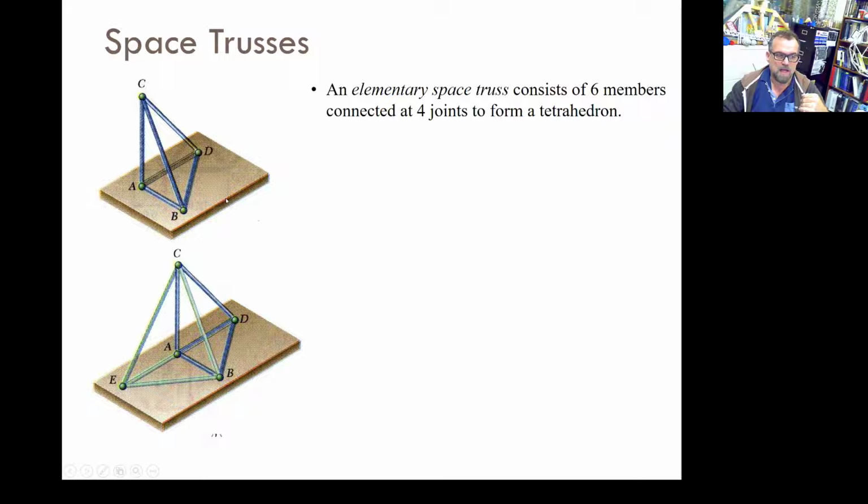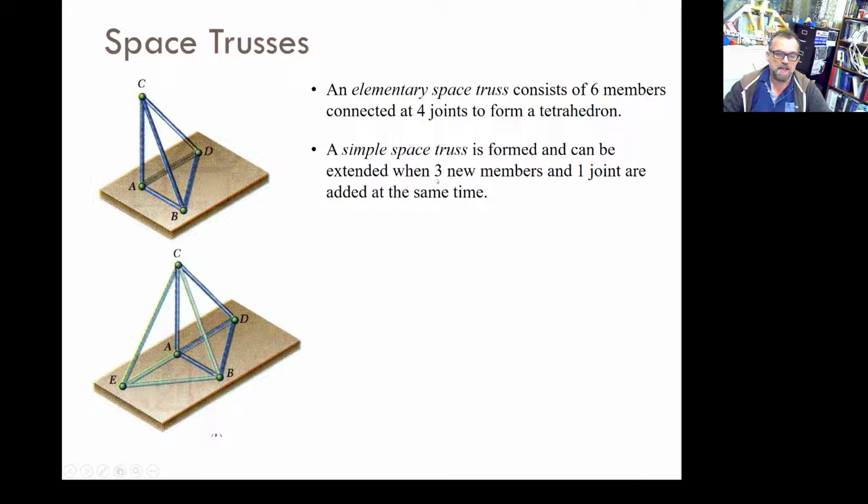Now, if you want to make a bigger space truss, what you do is you just add 3 new members. In the other case it was 2 members and 1 joint. In this case, we add 3 members and 1 joint. So that was our original truss. We add 3 members and 1 joint, and we say 1, 2, 3 with that joint, and then you say 1, 2, 3 and another joint, and then you form the new truss.